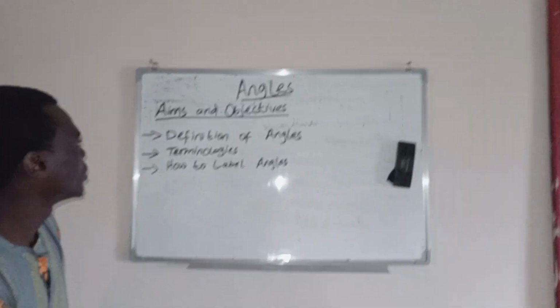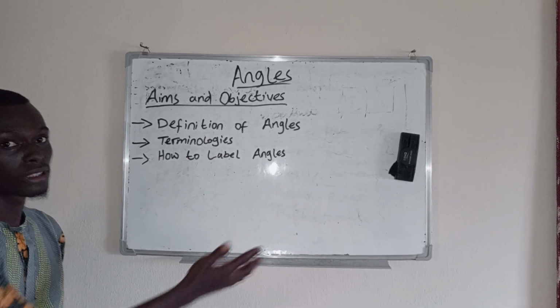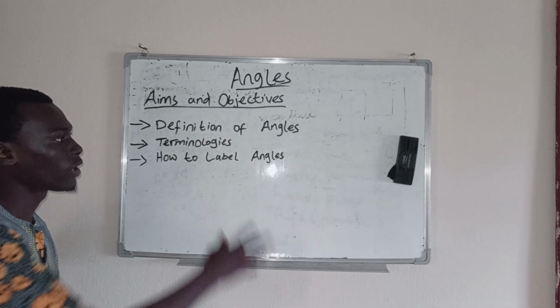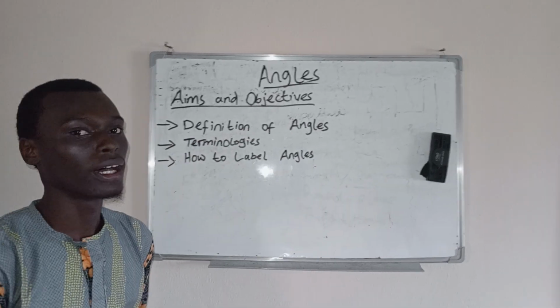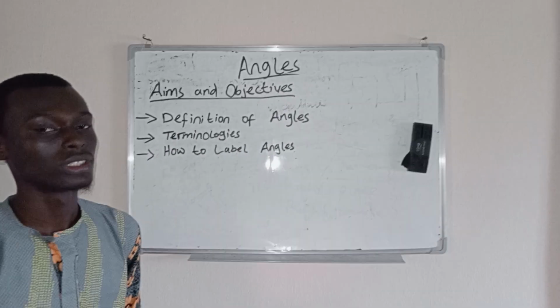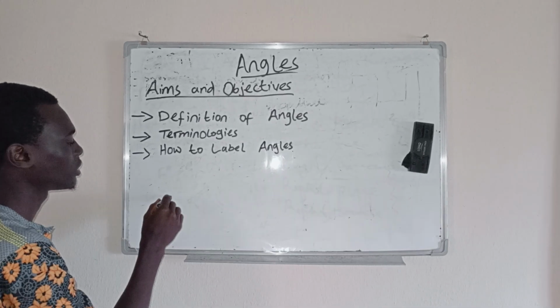And today we are going to be looking at angles. The aims and objectives of today: we are going to define angles, then some terminologies used in angles, and how to label angles. An angle is a measure of rotation from a point from one direction to another.